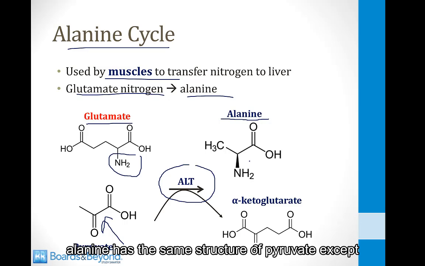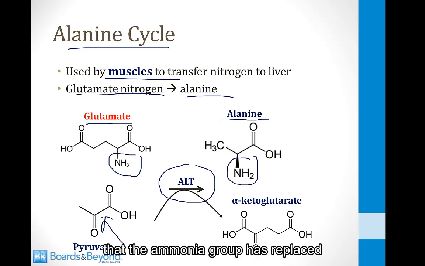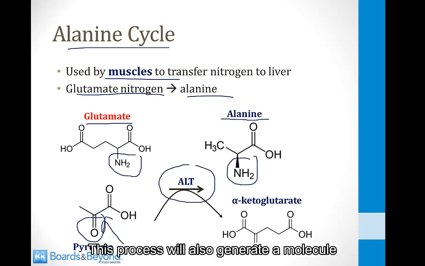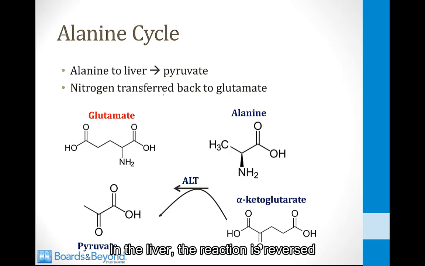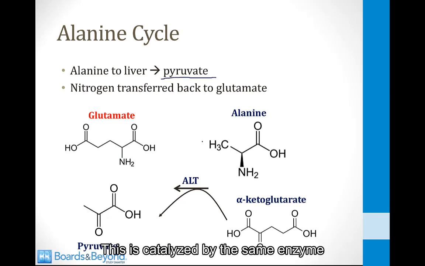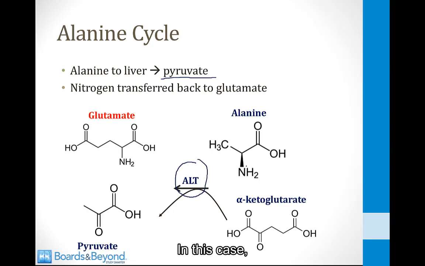Alanine has the same structure as pyruvate, except that the ammonia group has replaced the double bonded oxygen. This process will also generate a molecule of alpha-ketoglutarate, which can be used by the cells in the TCA cycle. In the liver, the reaction is reversed and alanine is converted back to pyruvate. This is catalyzed by the same enzyme, alanine aminotransferase, or ALT.